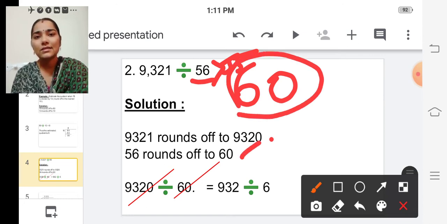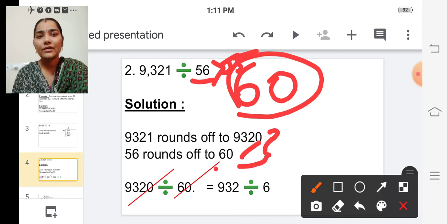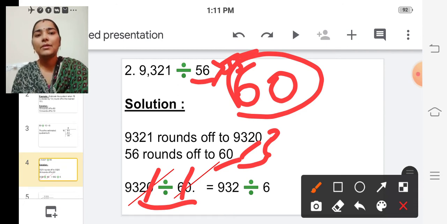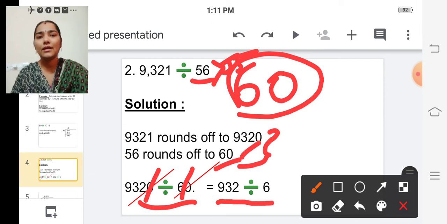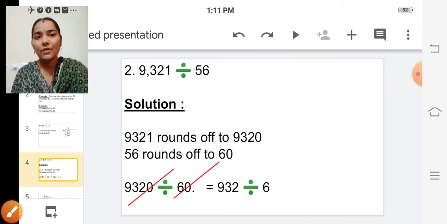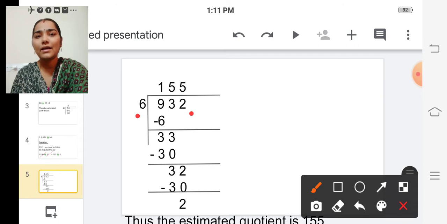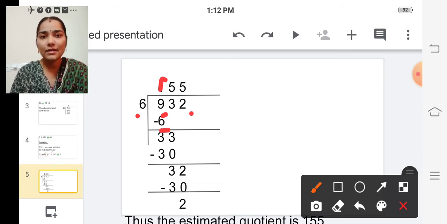So now in the second step we are going to divide these two numbers, that is 9320 divided by 60. We can cancel the common number of zeros. So the number becomes 932 divided by 6. So shall we divide? Yes. 932 divided by 6. So take the first digit 9. 9 is greater than 6, so we can divide. 1 6 is 6. So subtract 6 from 9, that is 9 minus 6.